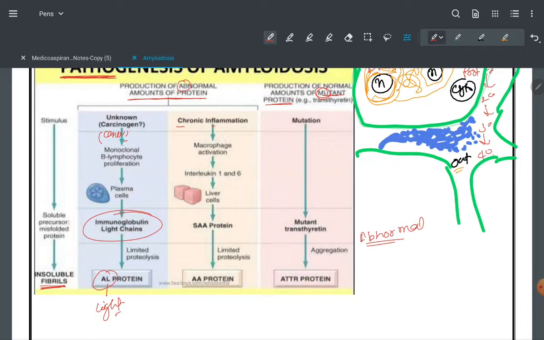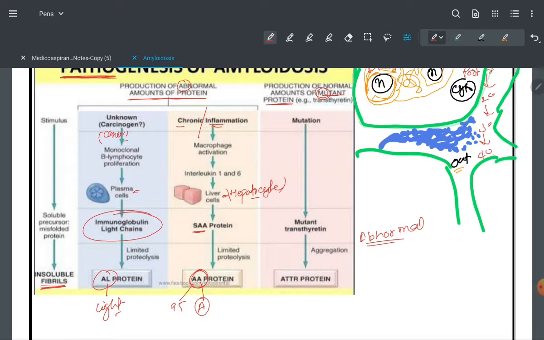And here chronic inflammation means prolonged inflammation. It is supposed to be macrophage activation, and interleukins 1 and 6, also covered in immunology. And in that moment, basically in the liver cell. Here we talk about the plasma cell, here is a liver cell. What are the liver cells? They are the hepatocytes. And they result in the SAA protein. And in limited proteolysis, they form the AA protein, which is 95% of amyloid protein, and A stands for a specific protein, their name.